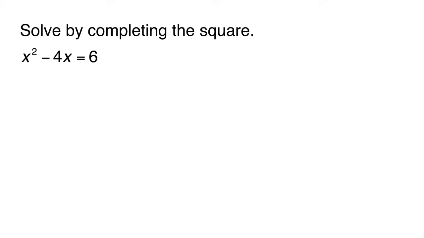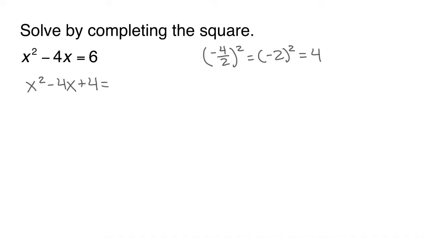to both sides. Let's find that value. The coefficient of our x term is -4. So we want -4 over 2 all squared, which is -2 squared, or 4. So let's add 4 to both sides of this equation. We have x squared minus 4x plus 4 is equal to 6 plus 4.